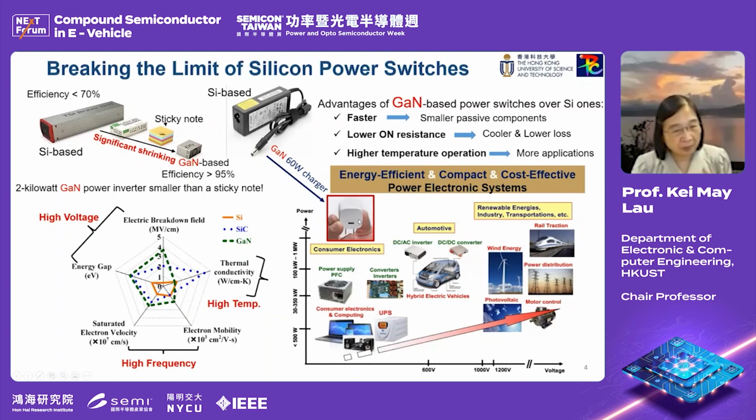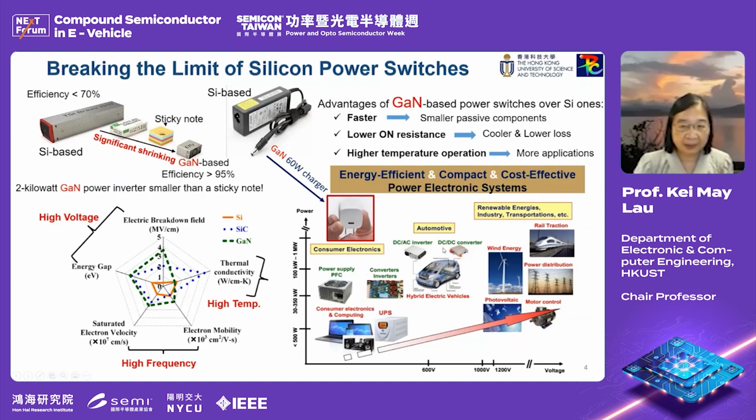Because it's small, you use less material, so it's cost effective, and because you can switch it much faster in the whole system, and because you can use smaller passive components, there are fewer parasitics. And for these devices, the on-resistance you can make very low, and we can show that later on. So it's more efficient, it's cooler, and there's lower loss. And also it can stand very high temperature.